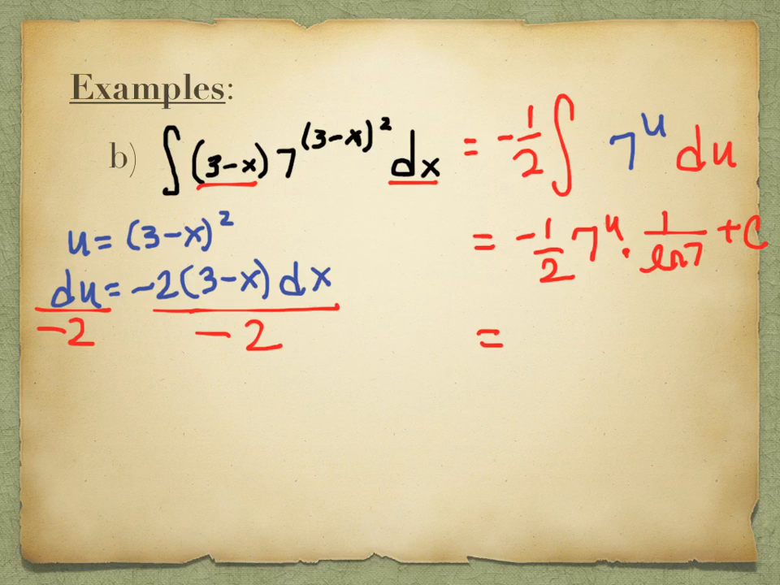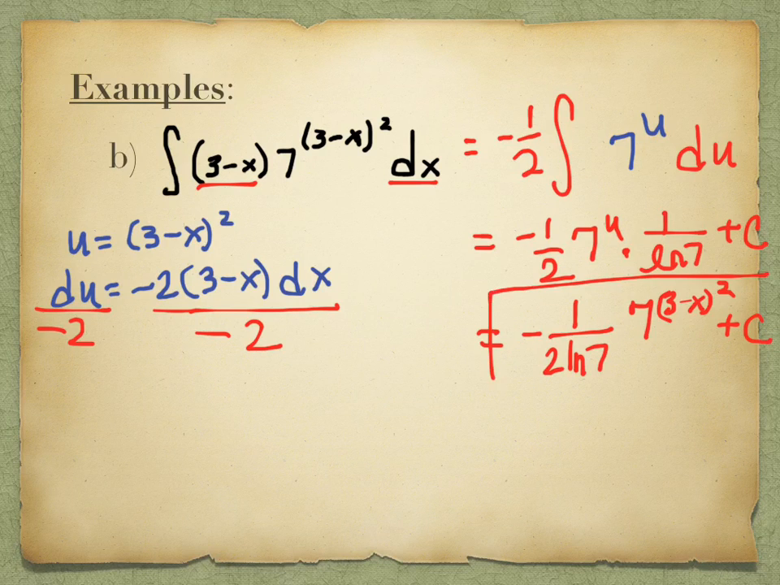Okay. I've got a couple of denominators here, so I'm going to pull that ln 7 to the front. So I'm going to write this as 1 over 2 ln 7, and then times, or if you don't want to write the times, you don't have to, 7 to the what? (3 minus x) quantity squared plus c. This is a perfectly fine way to write this.